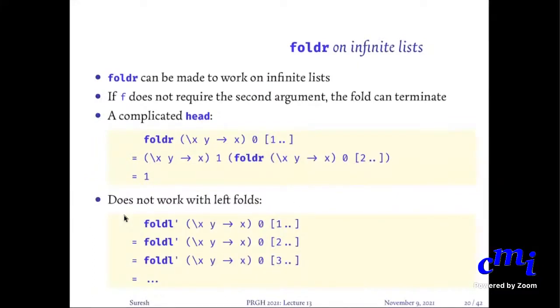As I have told you here, fold L prime of lambda x y dot x 0 [1, ...] is nothing but fold L prime of whatever you want to do here. That is the function, and then you will actually evaluate the value. You will evaluate f applied to 0 and 1. This function lambda x y dot x applied on 0 and 1 will just give you 0. That is fine, but then you have the infinite list here, and the outermost call is always fold L prime, so you will never ever terminate. So it does not work with left folds. Okay, great.